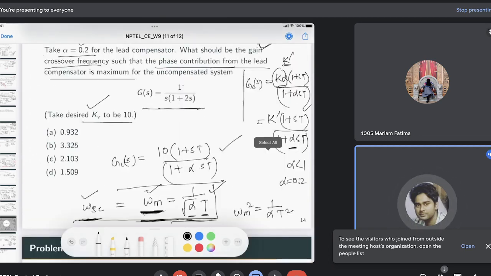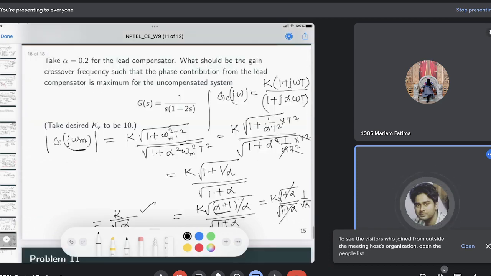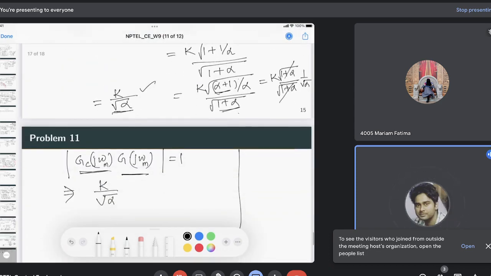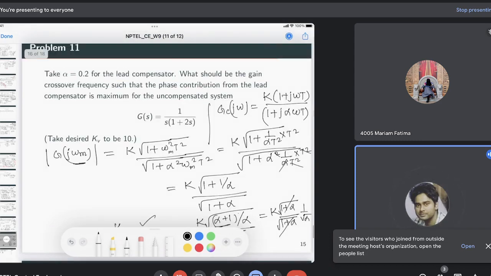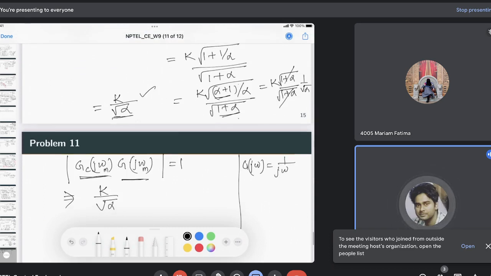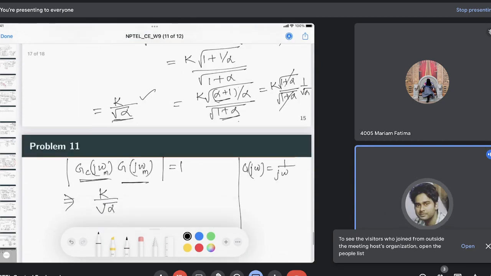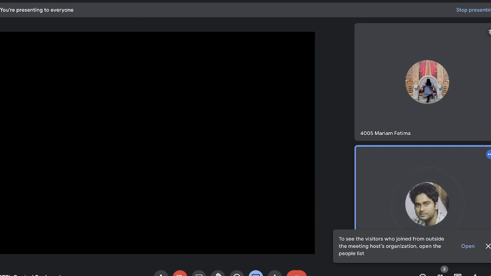So we have the given transfer function. I will write this transfer function. So with s equal to j omega, it will be 1 by j omega times (1 plus 2 j omega). So it is 1 plus 2 j omega. So this is the transfer function.